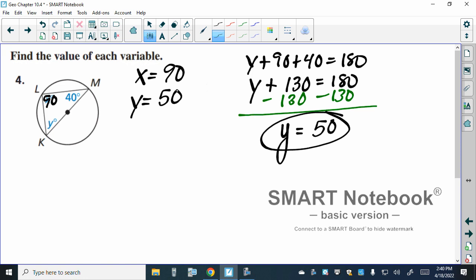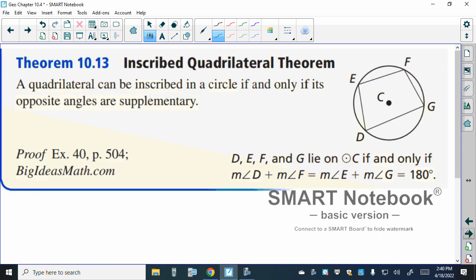Not anything really new, it's just we're doing it on a circle instead of just a normal triangle. Any questions on this one here? So, we know that the measure of angle E, whatever it is, is half of this arc here, yes?